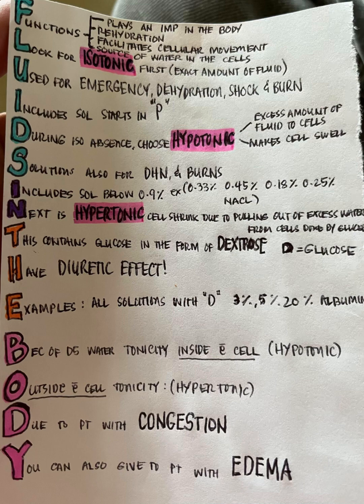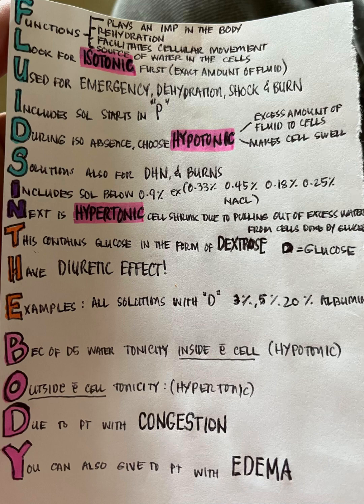The third one is hypertonic. The cell shrinks due to pulling out of excess water from the cells done by glucose. So, ang nangyayari sa katawan natin, pinupull out ni glucose ang excess water. That is why it will lead to cell shrinkage. Si hypertonic, this contains glucose in the form of dextrose. So, di ba kailangan natin si glucose para ilabas lahat ng excess water from our cell para mag-shrink si cell?